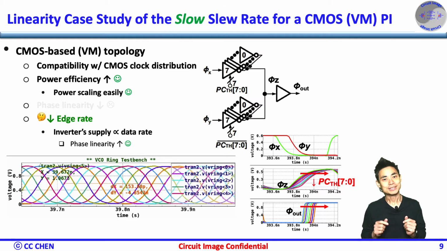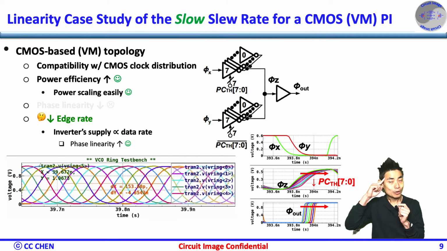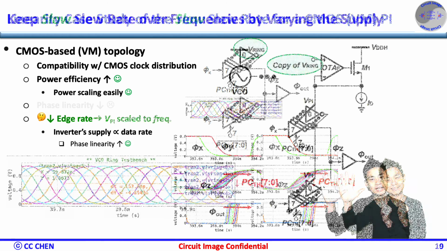The question for you is, how can we slow down the slew rate over different clock periods or frequencies, such that the phase linearity could be manifested over frequencies? Think about the supply or overdrive images for 5 seconds.